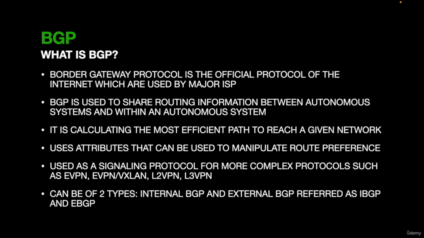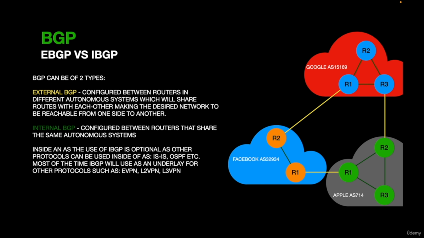Also, BGP is used as a signaling protocol for more complex protocols such as EVPN, EVPN VXLAN, Layer 2 VPN, and Layer 3 VPNs. We can have BGP in two flavors, internal BGP and external BGP, or we can call them iBGP and eBGP. So as I mentioned, BGP can be of two types, eBGP versus iBGP. So external BGP is configured between routers in different autonomous systems, which will share routes with each other, making the desired network to be reachable from one side to another.